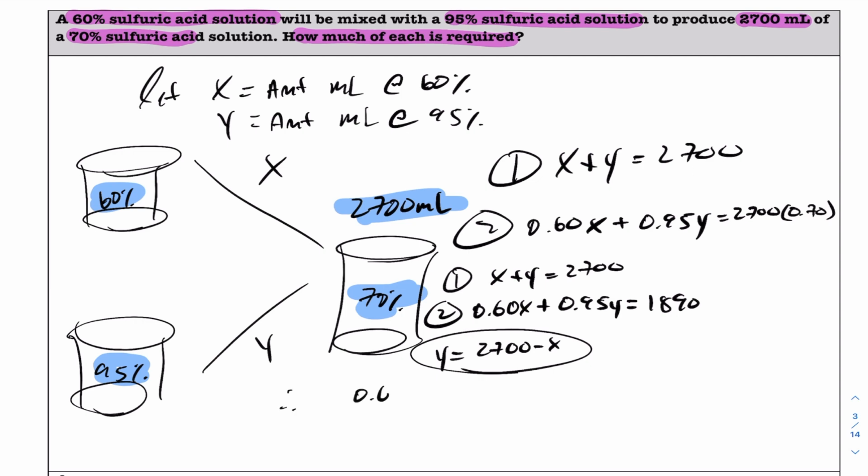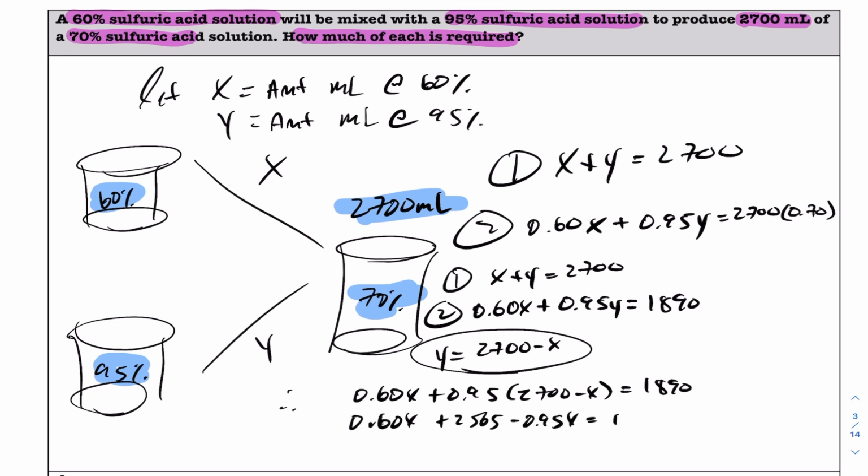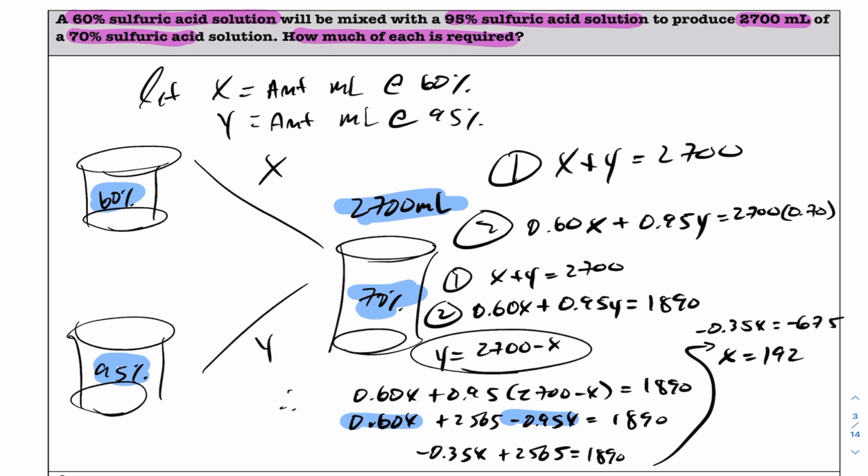Therefore, I get 0.60x plus 0.95, getting rid of that y, times (2,700 minus x) is 1,890. And distribute that. This is negative 0.35x plus 2,565 is 1,890. Solving, x is 1,928.57. Now I'm going to sub that in.